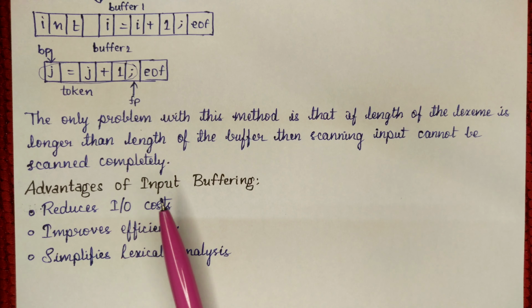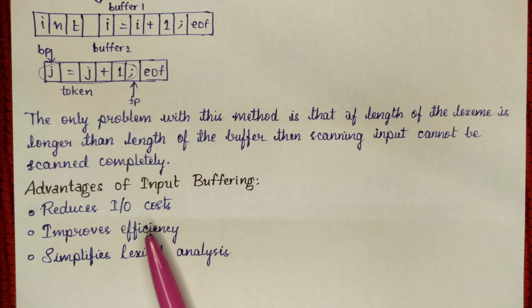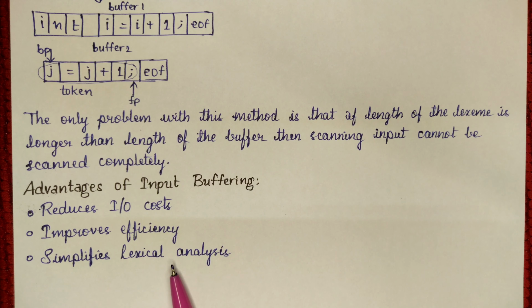And coming to the advantages of input buffering. This input buffering is a crucial optimization in compiler design. By reading input in larger chunks using one buffer or two buffer schemes, it reduces I/O costs, improves efficiency and simplifies lexical analysis. While buffer size and management must be carefully chosen to avoid errors, the advantages generally outweigh the disadvantages, making input buffering an essential technique in modern compiler implementations.